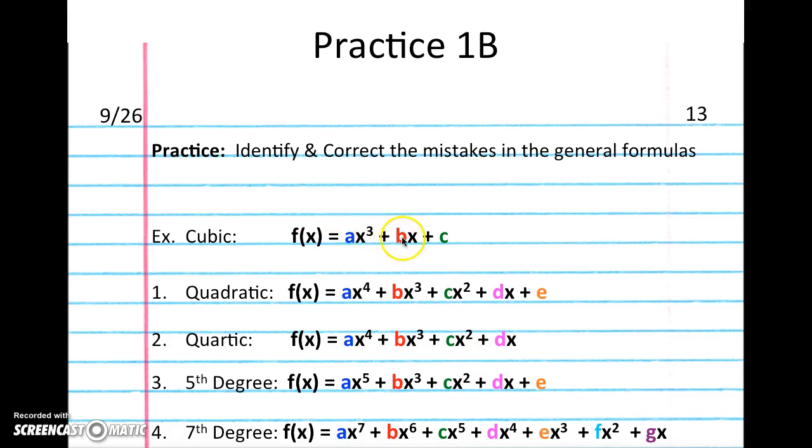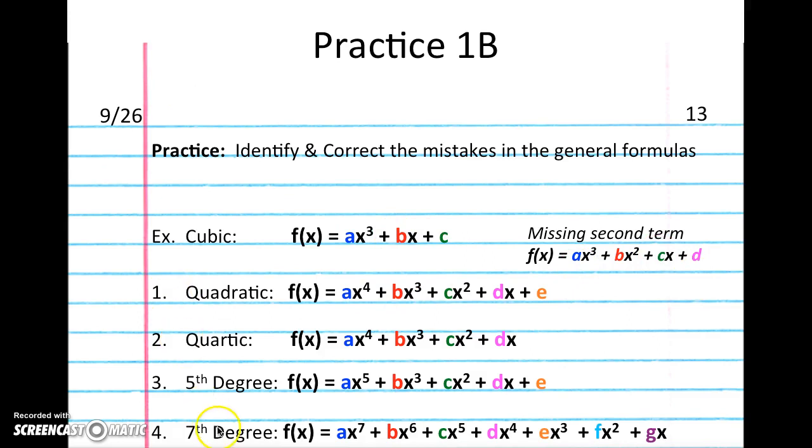Now I go to my next term, I see that the coefficient is b, that looks good, but my highest power here should be a 2 because it should be 1 less than 3, so that should be bx squared. That's a mistake. So what I'm going to do is write missing second term, and then I'm just going to correct it, because notice it was the second term that was missing.